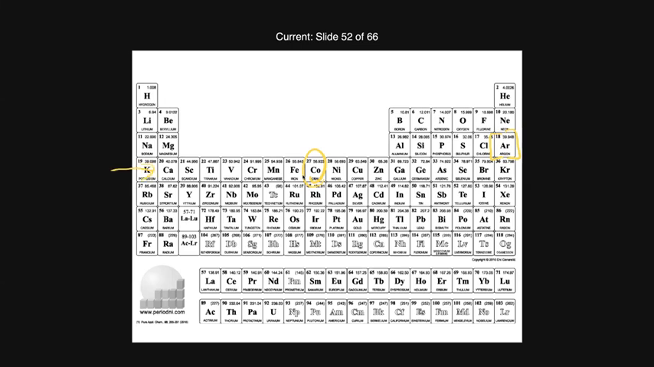Again, this is the s block. So 1s, 2s, 3s, 4s. This would be 4s. And this is the d block. It's going to start from 3d. So that means we are going to count 1, 2, 3, 4, 5, 6, 7. So it's going to be 3d7. That's what we're going to have here.